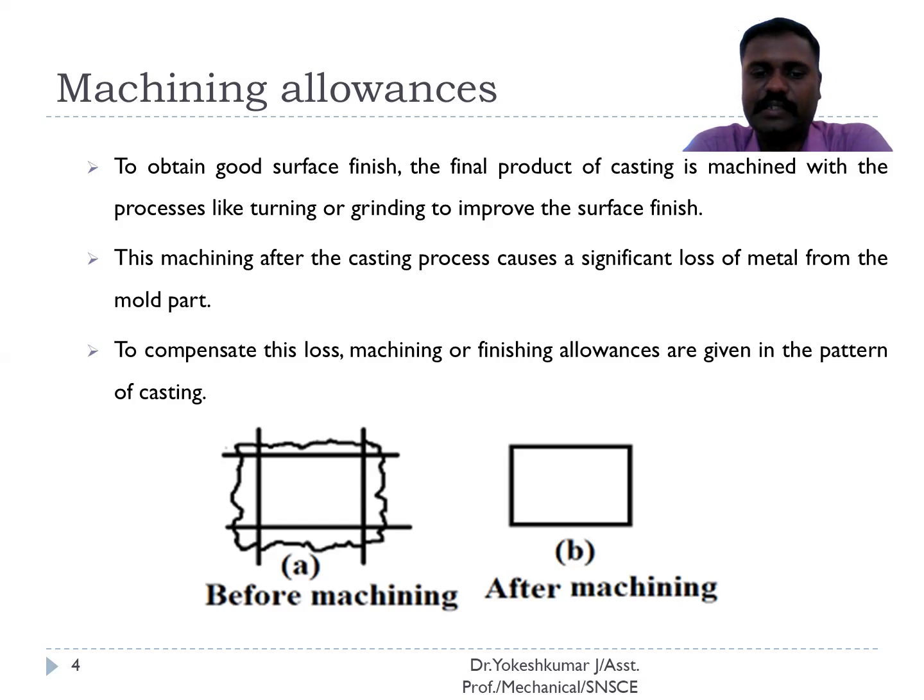Just see the illustration. The first is a rough surface that is there in the casting part. To get a fine surface, we have to do machining. Finally, after machining, we have the product. That is the second illustration, B. That line indicates the extra material provided in the part.